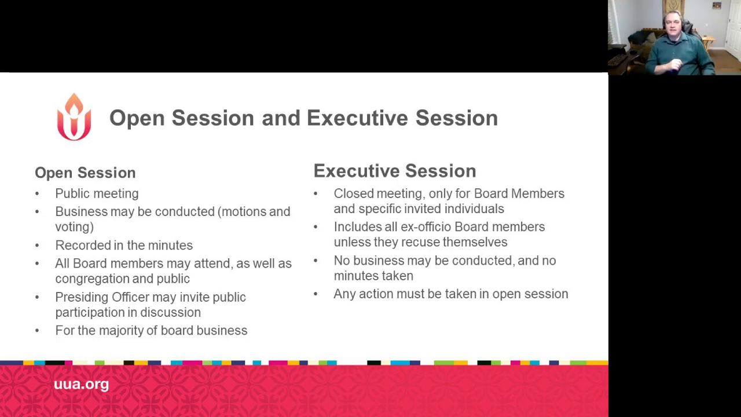No business can be conducted in executive session. In other words, no votes. No decisions are made in executive session. And no minutes can be taken. The decision can't be recorded because no minutes are taken in the executive session. So any decisions that the board comes to, any outcomes the board comes to in executive session must come back into open session to be voted and included in the official minutes. The conversation from executive session does not necessarily need to come into that open session minutes, but any decisions do.